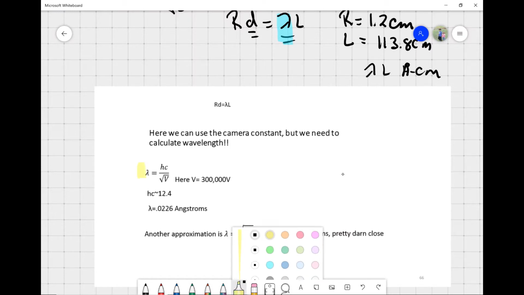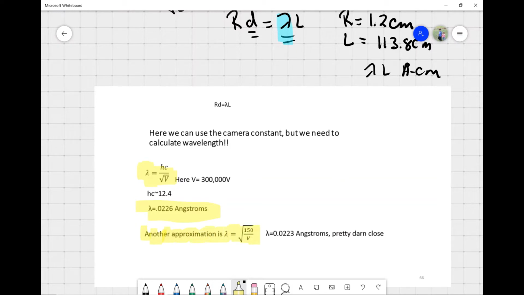So you have one we kind of talked about: lambda equals HC over the square root of voltage. Here, voltage is 300,000 volts. HC is roughly equal to 12.4, so it's Planck's constant times the speed of light, and I get 0.0226 angstroms.